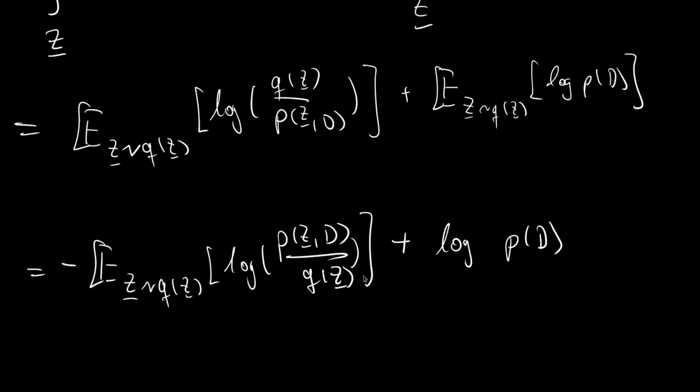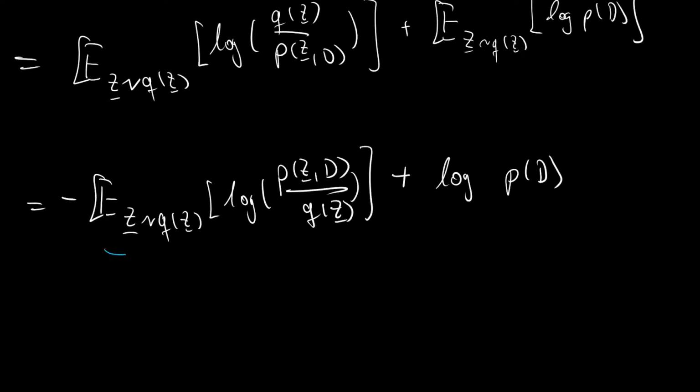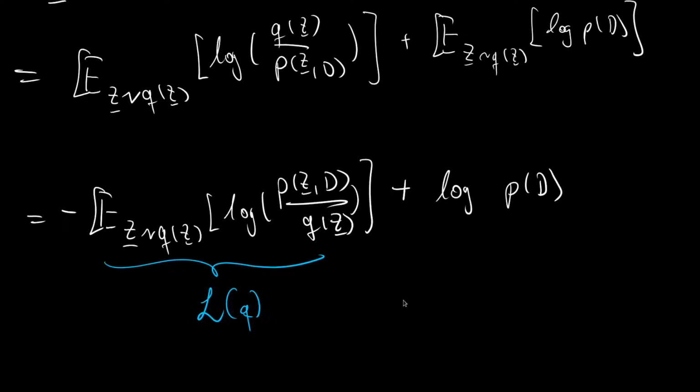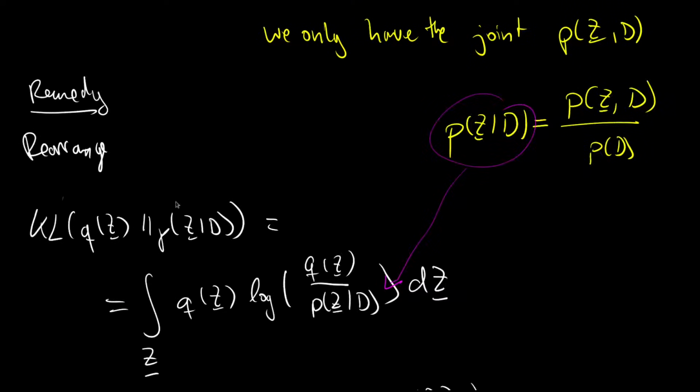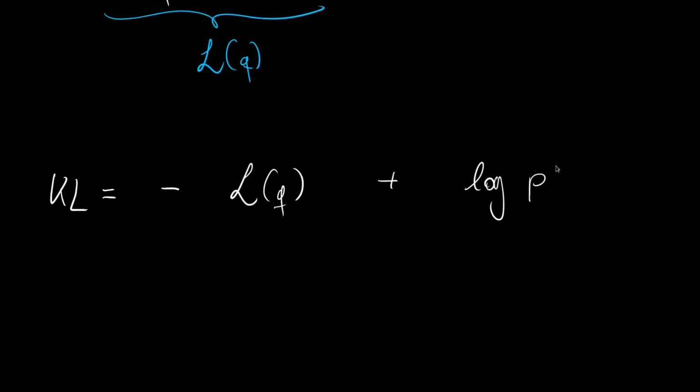Let me introduce a shorthand notation for this, and I will call it a calligraphic L of Q, because it's a functional dependent on Q. And then we can write down our derivations in shorthand form. Recall, we did all this for the KL between the surrogate and the true posterior. So we have the KL is minus this L of Q plus the logarithm of P of D.